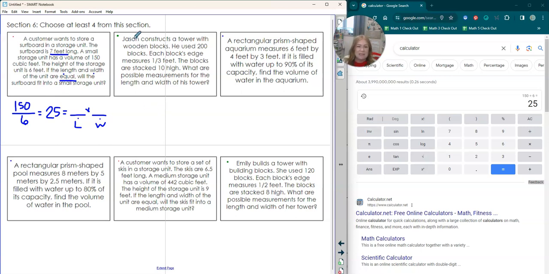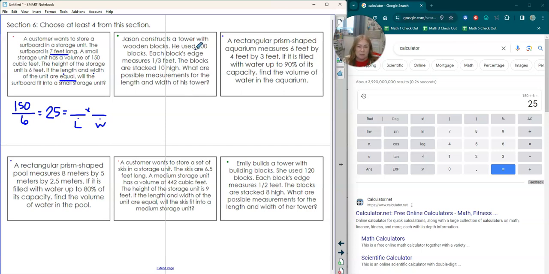Okay, so next one says that Jason constructs a tower with wooden blocks. He used 200 blocks. Each block's edge measures 1/3 of a foot. The blocks are stacked 10 high. So we know we have 10 high. We don't know how wide, we don't know how long, and we know how big each cube is that he used. What are possible measurements for the length and width of the tower? So it doesn't just want to know what are possible length times width of how many cubes he used. It wants to know if each one of those is 1/3, how long is it?